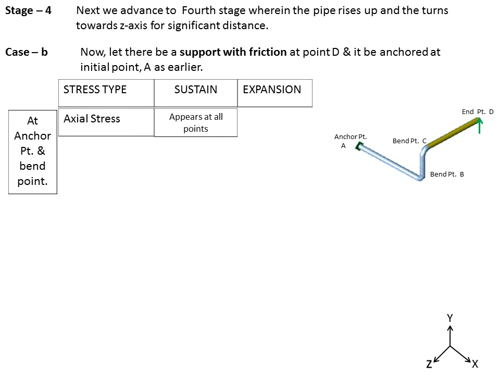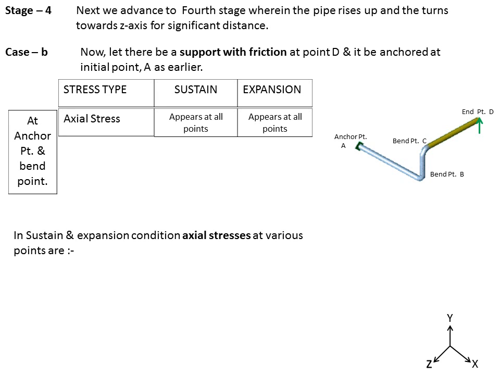Well, for this configuration, axial stress is appearing at all points. Initially, when there was no plus y support, it was not acting at the anchor point. Now in this configuration, when we have introduced the plus y support, the axial stress is acting at all the points in sustained condition. Again, in expansion condition, there is axial stress produced and it's appearing at all points simply because of the support that is there with the friction. So this friction is restricting the motion, the thermal growth of the pipe, and producing the axial stresses. The relations we are going to see now.